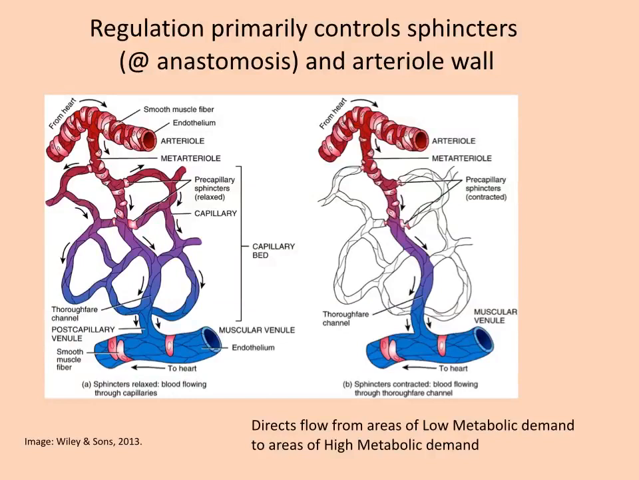What this is going to do is lead to a change of blood flow within the anastomoses and within the collateral lines of flow within the vasculature. It's going to do this by controlling the sphincters at the anastomoses to either lead to vasodilatation, increase of blood flow, as you see on the left image, or vasoconstriction to decrease blood flow, as you see on the right image.